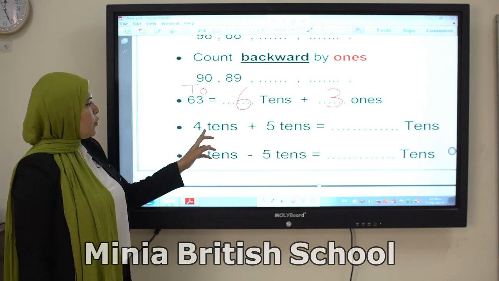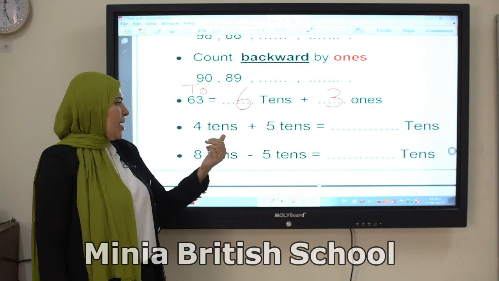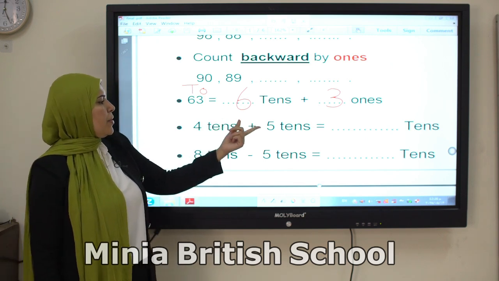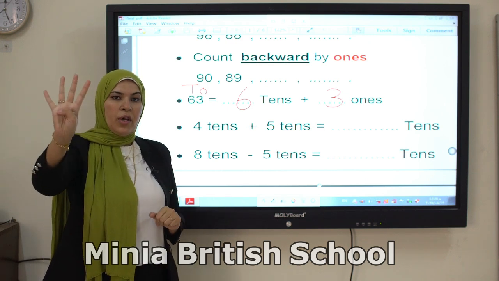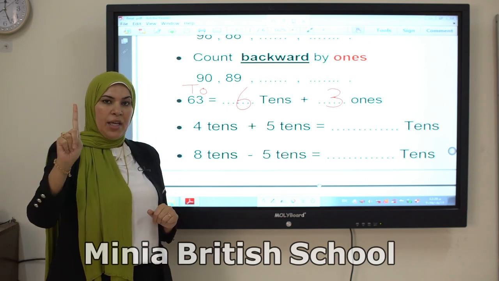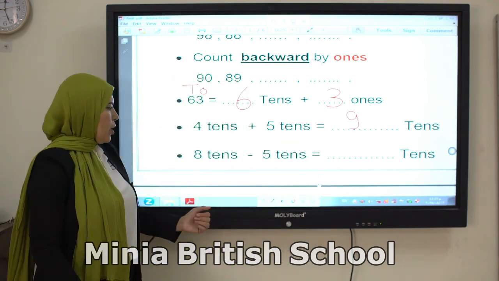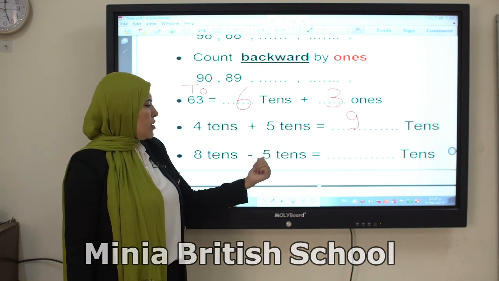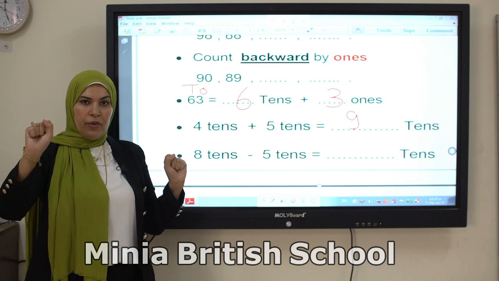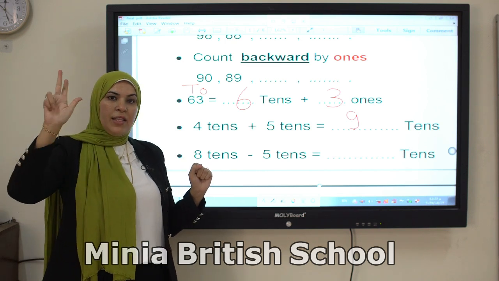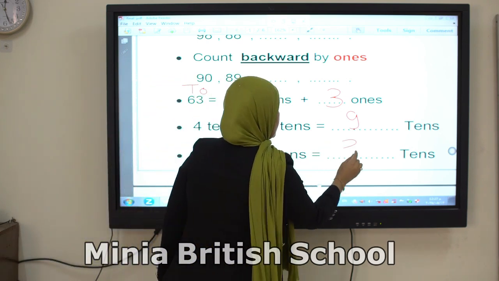Okay, here 4 tens plus 5 tens. It's a question about addition, okay? It's like 4 plus 5, okay? So 5 in my mind, 4 on my fingers. After 5, 6, 7, 8, 9. So the answer is 9. Okay, 8 tens minus 5 tens. Count after 5 to reach number 8. After 5, 6, 7, 8. How many fingers? 3. So the answer is 3.